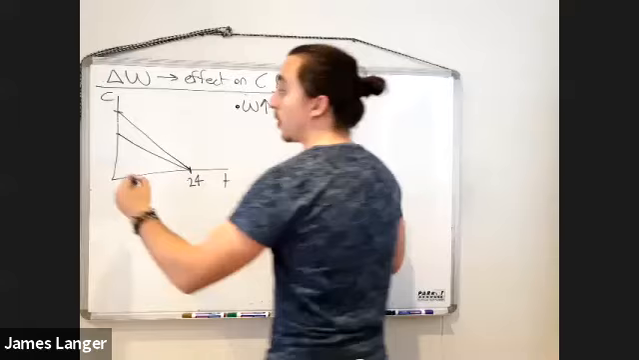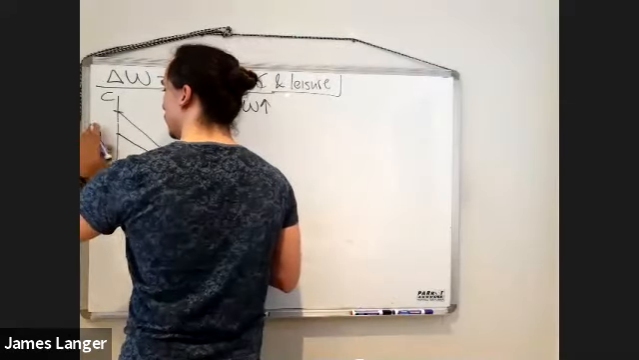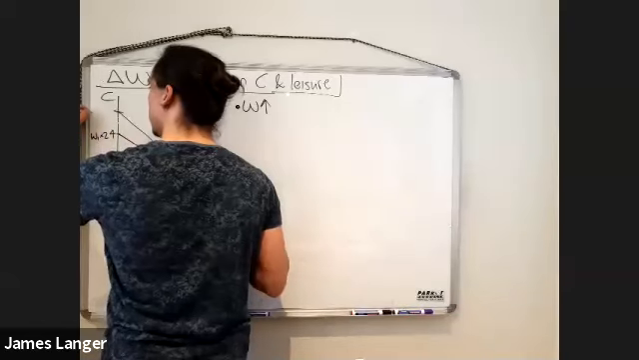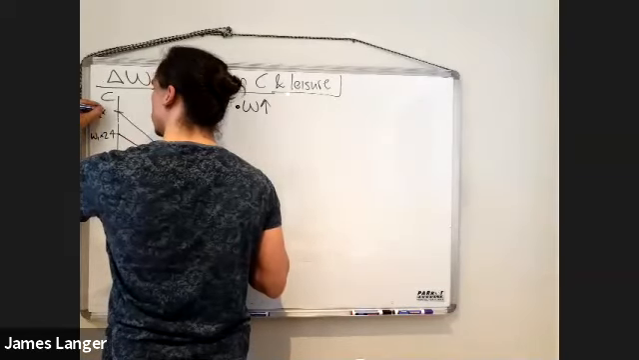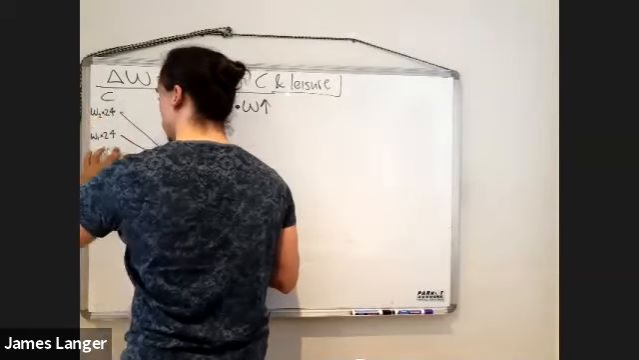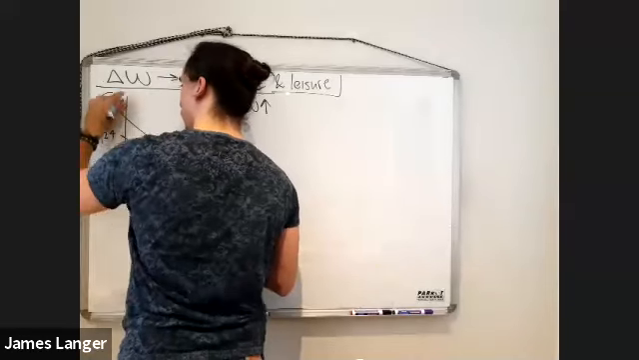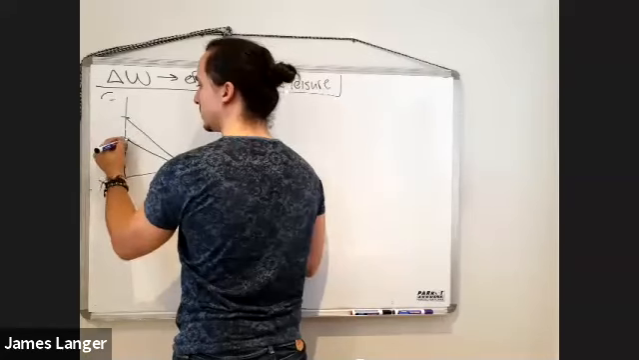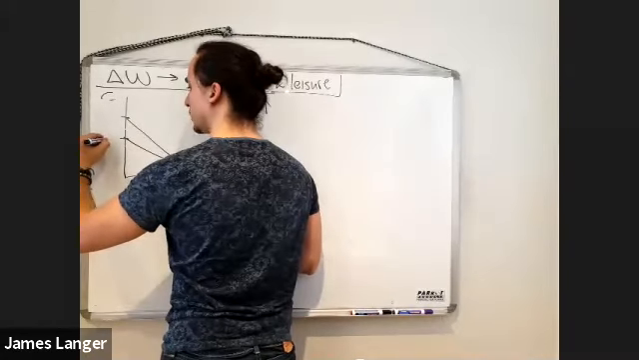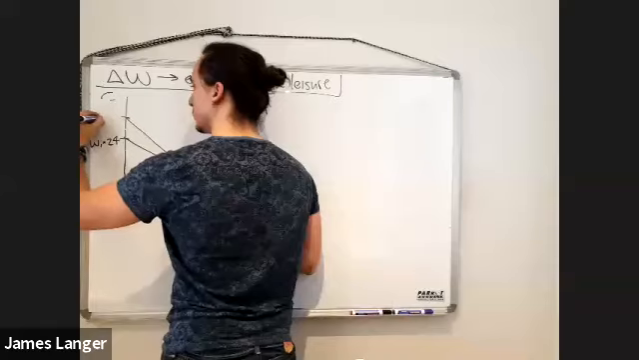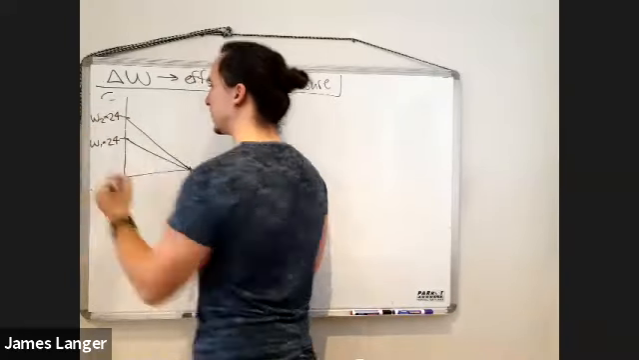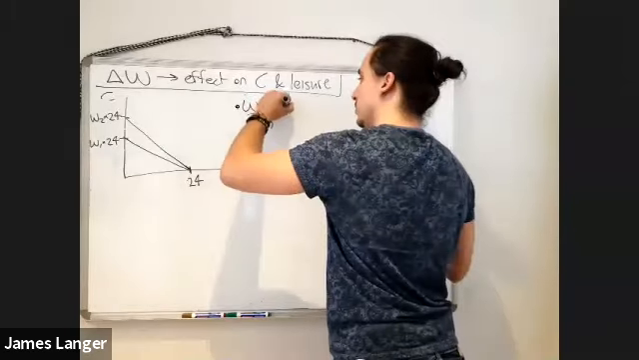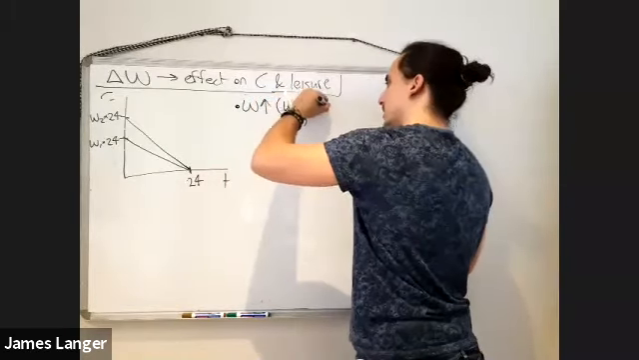So what we've essentially done is go from W1 times 24 to W2 times 24. So there's been an increase in the wage rate, and we went from W1 times 24 to W2 times 24, where the wage rate W2 is greater than W1.